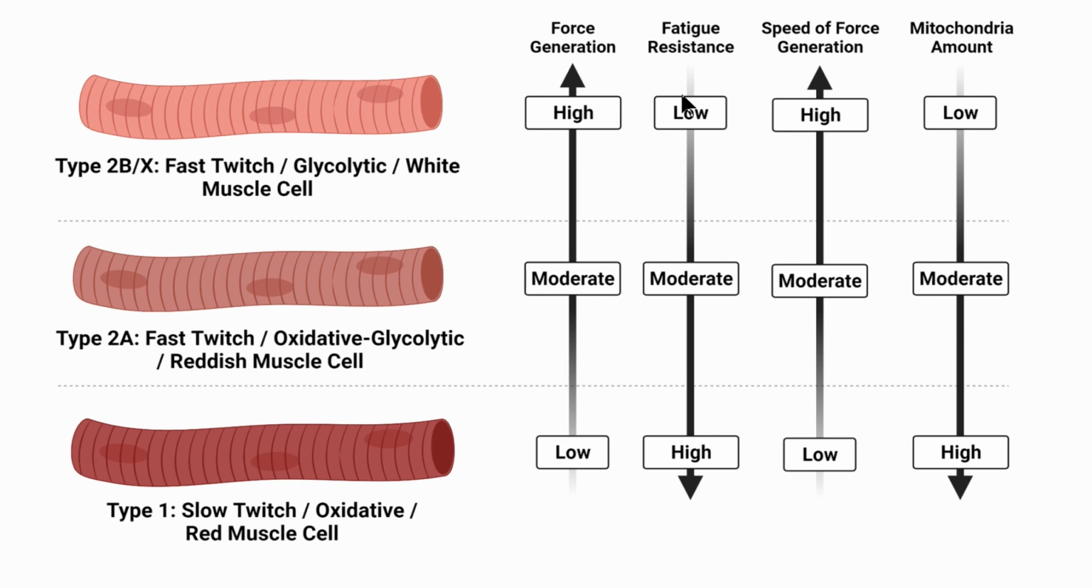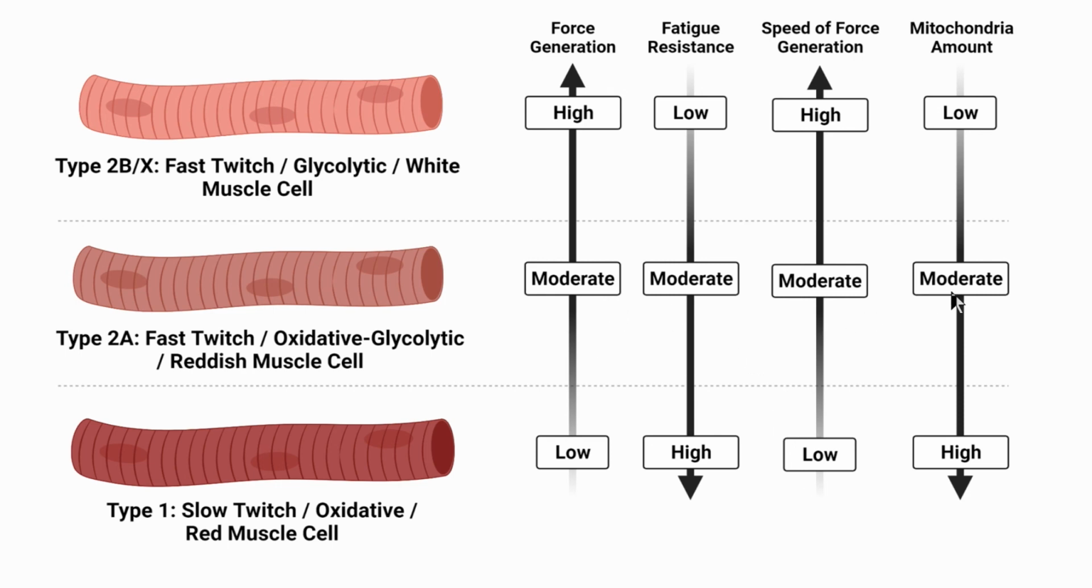On the other extreme, however, you have the type 2B or X, which have really high force generation, but they're not resistant to fatigue. They tire very easily. So that can happen in minutes of exercise or movement. You feel that burning sensation that tends to come from these cells. But on the other hand, also the speed of force generation is much higher. So not only is the force that they can produce really high at maximum, they can get to that force at a really quick rate, but their mitochondria amount are quite low relative to the type 1.